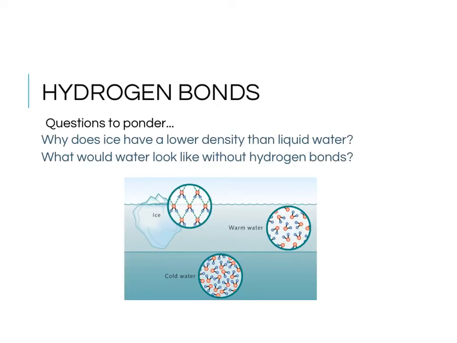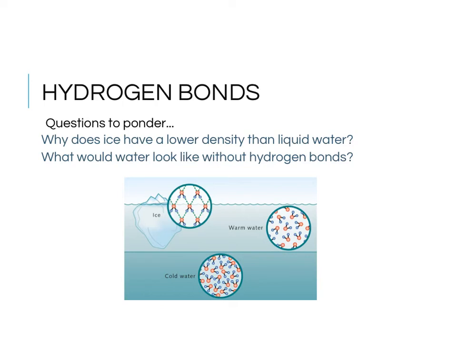So, more questions to ponder. Why does ice have a lower density than liquid water? You think about most solids, say if I have a solid hunk of iron versus maybe molten iron, that solid iron is usually going to weigh more than the liquid. But for water, it's different. And so we really need to understand what's going on with the structure of water.